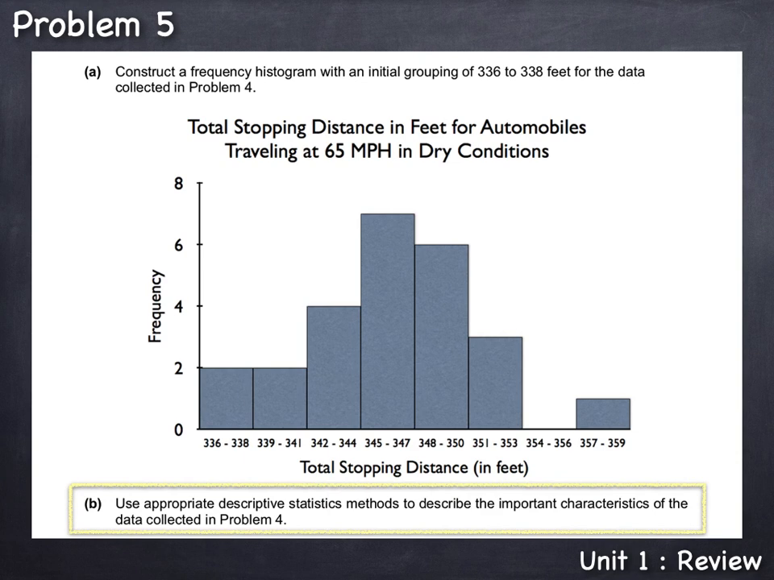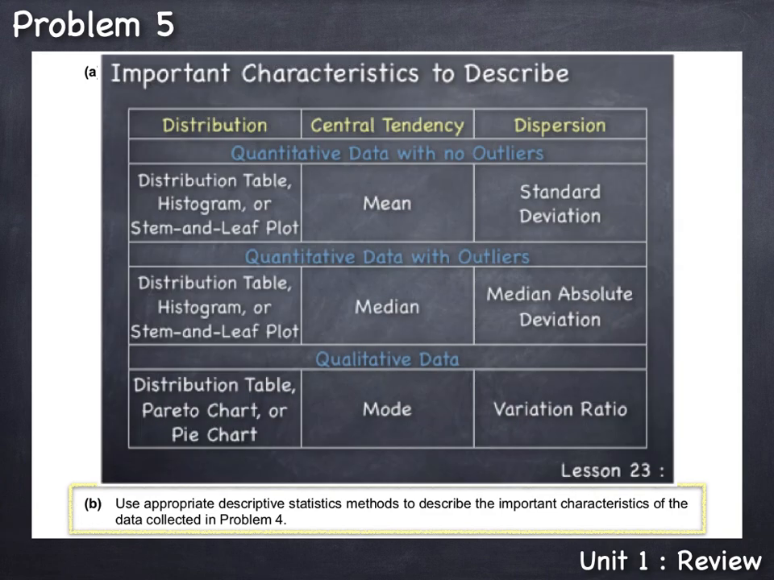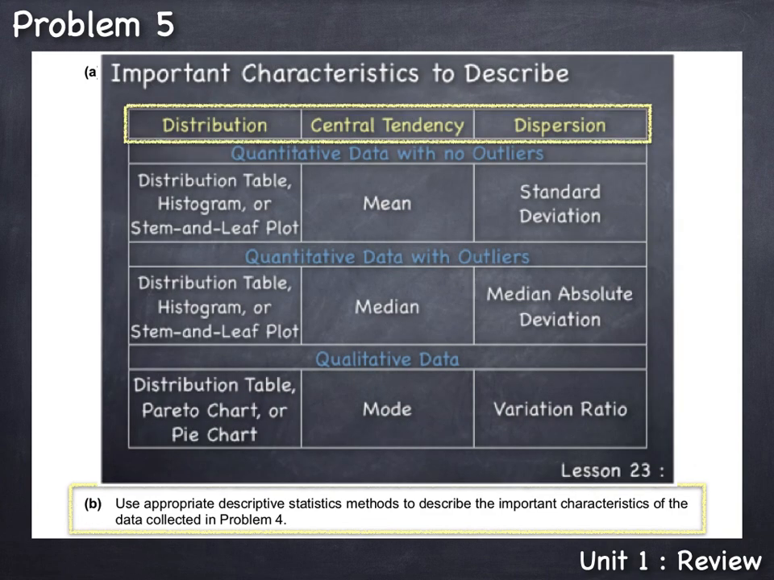Use appropriate descriptive statistics methods to describe the important characteristics of the data collected in problem 4. There are 3 important characteristics to describe: the distribution, which shows the overall pattern or shape in the data; the central tendency, which sort of measures the average or typical value; and the dispersion, which measures the overall variation or spread in the data. Which descriptive statistic method is appropriate to use depends on the data.